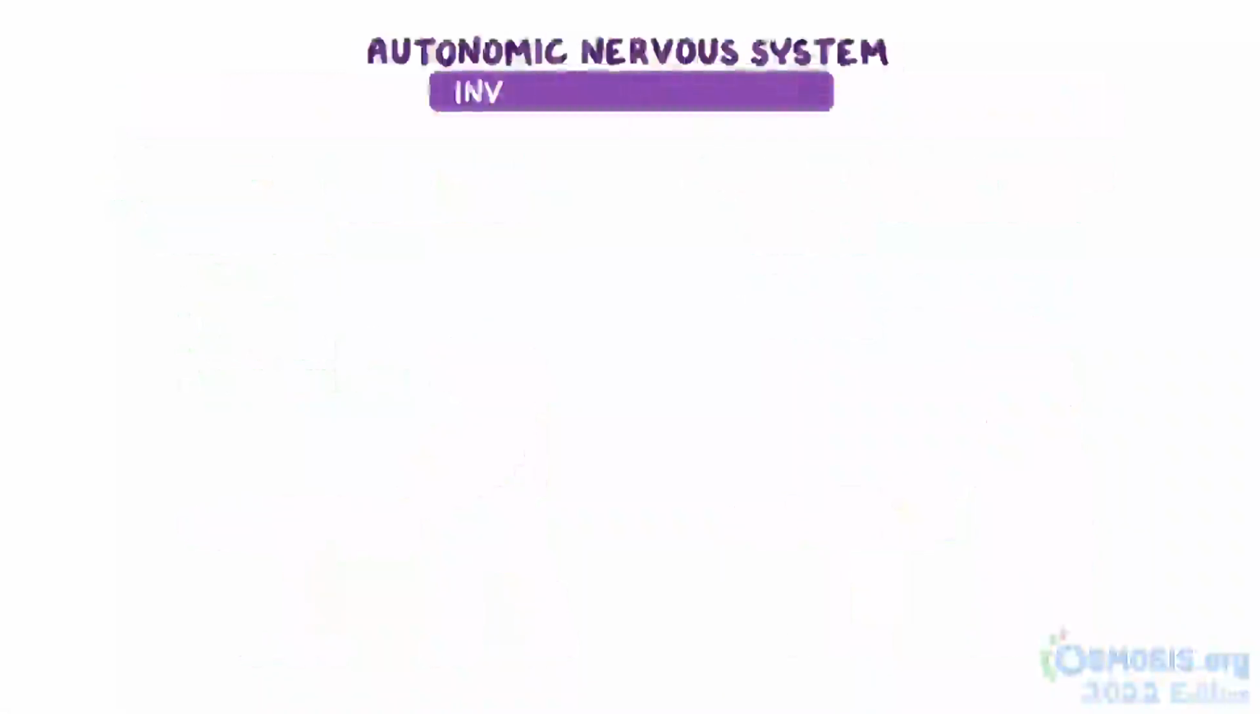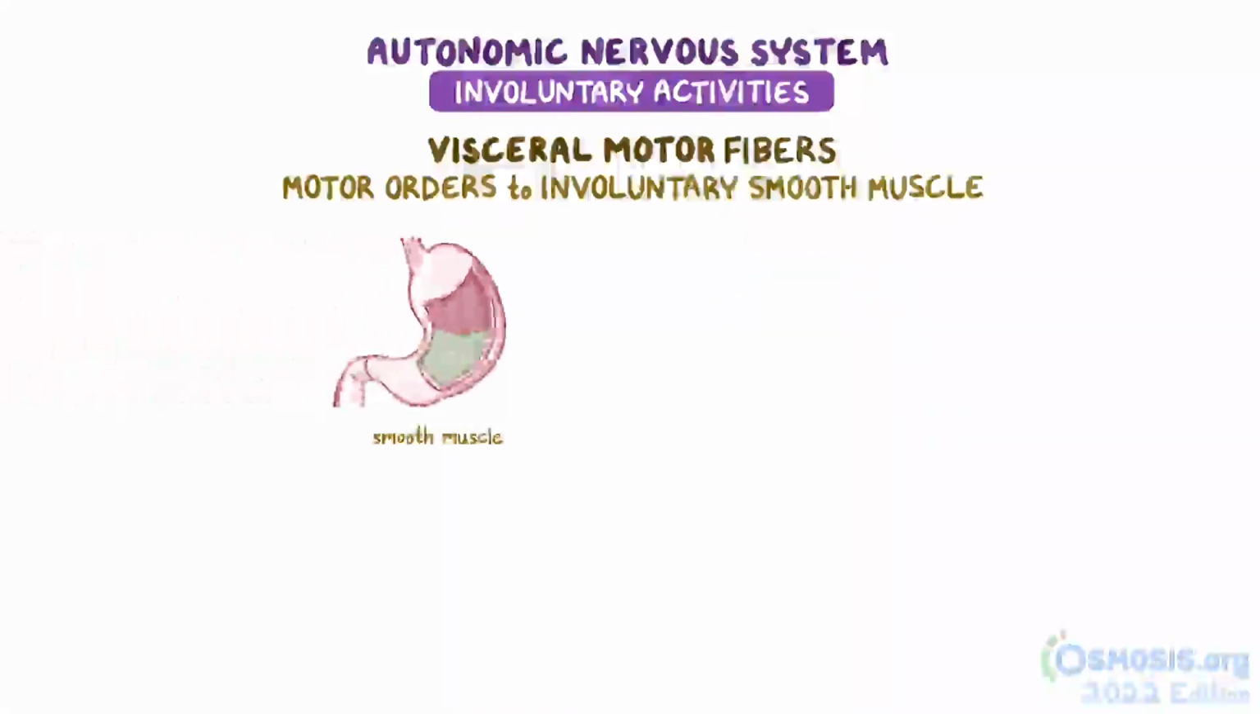On the flip side, the autonomic nervous system controls the involuntary activities within the body. This system consists of visceral motor fibers that carry motor signals to smooth muscle, such as that found in the intestinal walls that allow for peristalsis to occur, as well as cardiac muscle and glandular tissue.